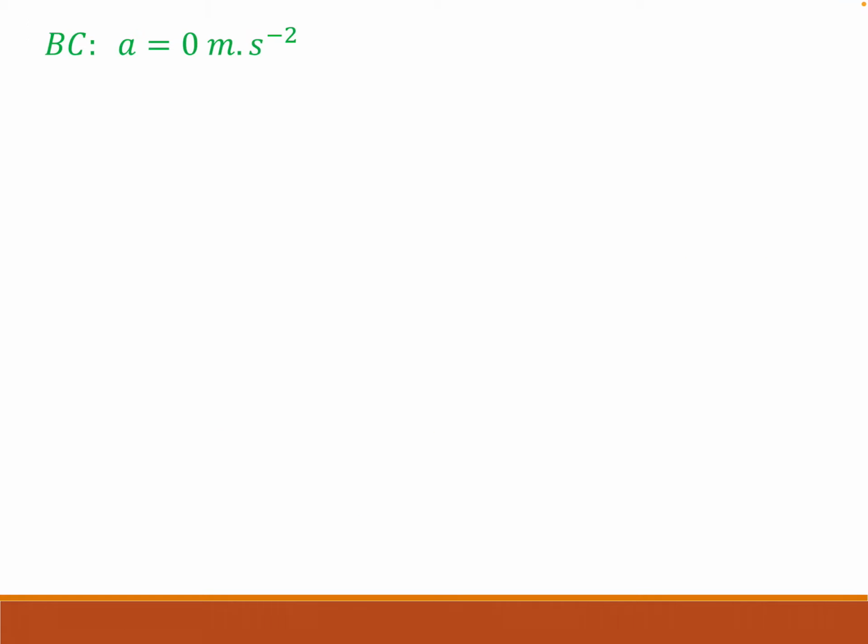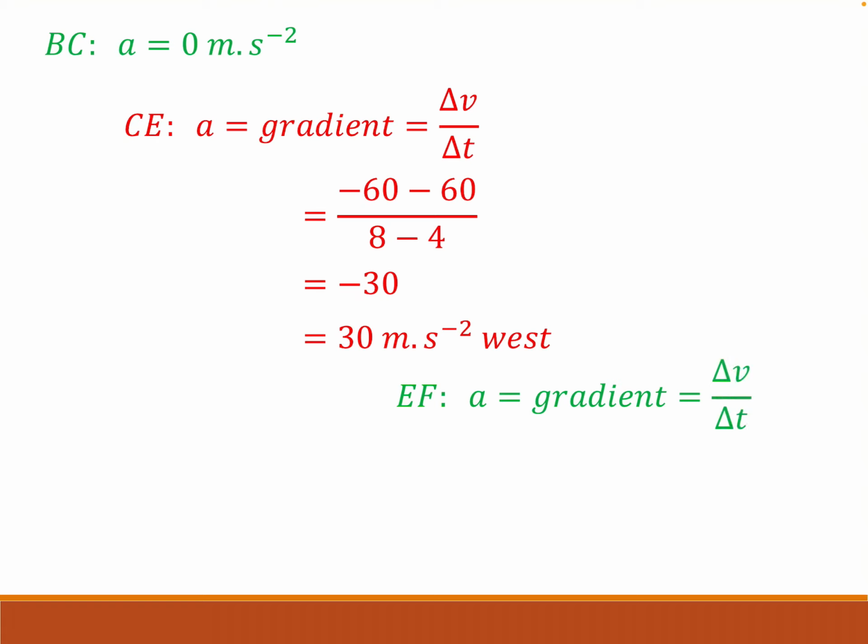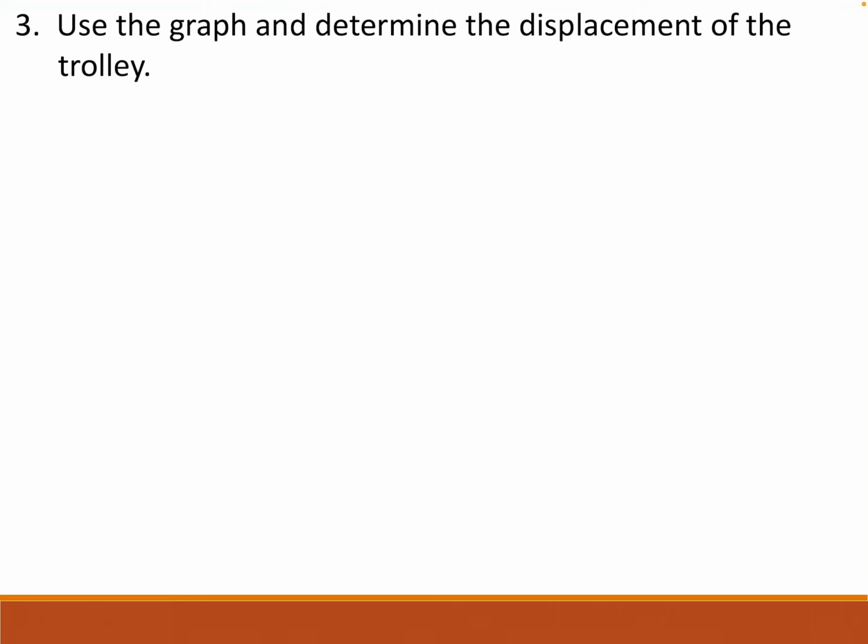From B to C, it's 0 because it didn't speed up or slow down. From C to E, now watch, we get negative 30, which is what we expected because we know it's got a negative gradient. That means it's 30 meters per second squared west. Then from E to F, it's positive gradient again. So it's minus minus 60, so it's 20 meters per second squared east. We did change acceleration, so it's not constant acceleration, but it changes at very specific points. It's not continually changing. Okay?